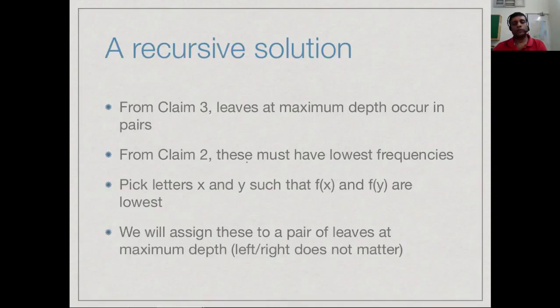What we will do is look in the overall table that we start with and pick two letters which have the lowest frequency, so we can assign them the longest codes. So they can be put at the lowest level. And we know that the lowest level leaves occur in pairs, so let's assume that these will be paired up. Okay? So we will assign these lowest frequency letters X and Y to a pair of leaves at the maximum depth. Left and right does not matter because it's only the depth that matters.